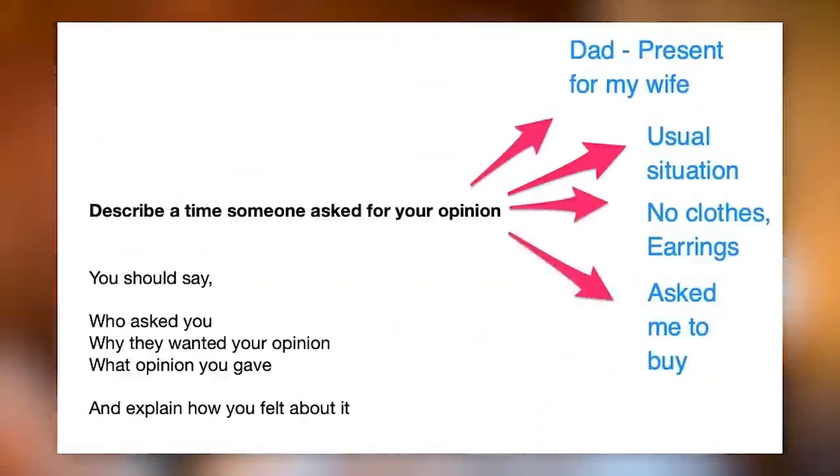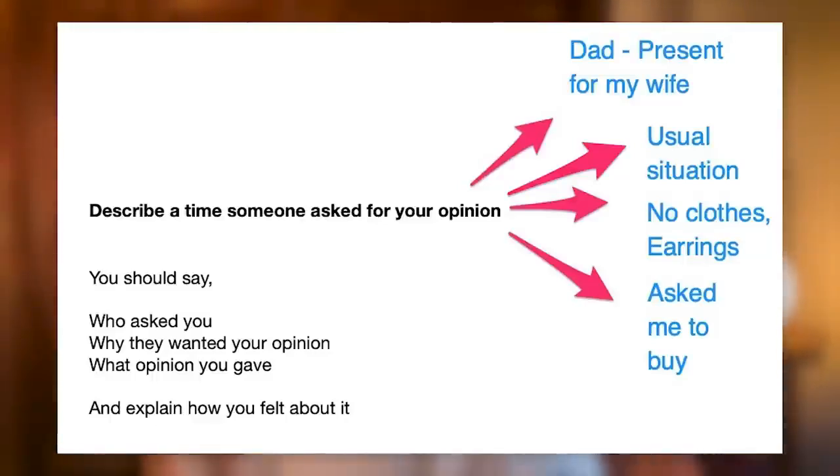Okay, so let's take a look at this particular question. This is what I prepared. Someone asked for your opinion. I was going to talk about my dad. He was asking about a present for my wife. It's a very common situation, right? And I said, no clothes, earrings are good. And he asked me to buy the present. So I've already decided the things I want to talk about, right? Notice I'm not following the bullet points. It's prepared, but there's lots of room to flow. Okay, let's have a look what this model might look like. And then after, I'll analyze some of the language to give you some really useful phrases. Let's do it.